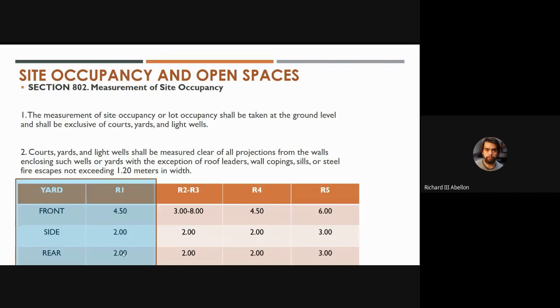Paano pag dalawa yung kalsada na facing the lot? Ibig sabihin, dalawa rin yung front yard mo. So, 4.5 sa isang side, then 4.5 sa another side. Okay? Basta merong kalsada, it's considered a front yard.